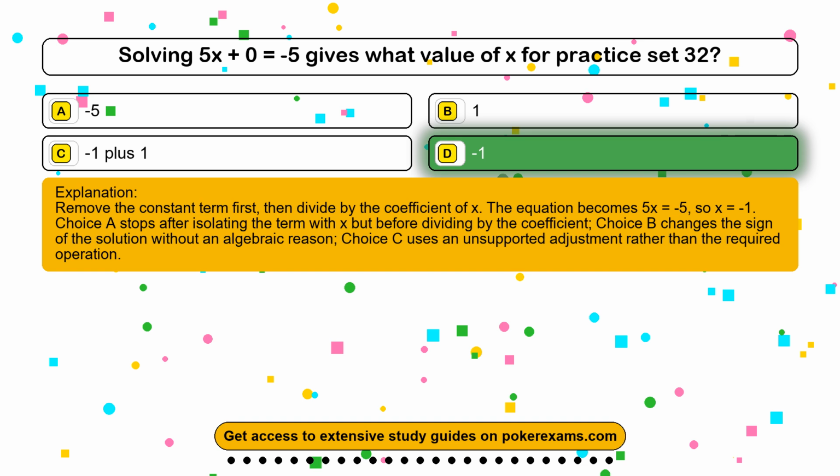Choice A stops after isolating the term with x but before dividing by the coefficient. Choice B changes the sign of the solution without an algebraic reason. Choice C uses an unsupported adjustment rather than the required operation.